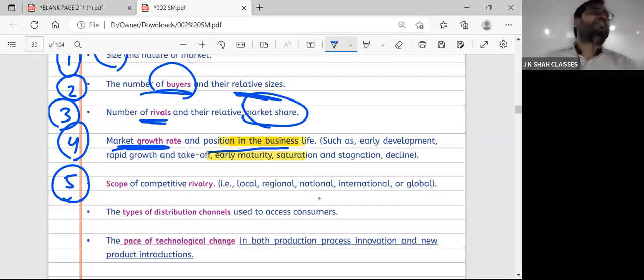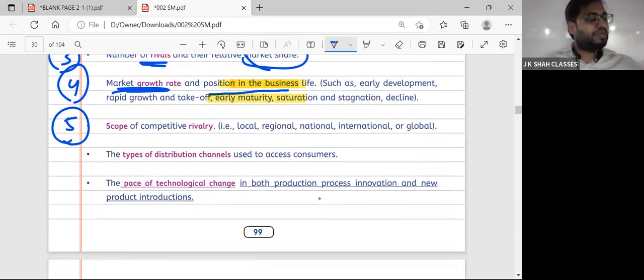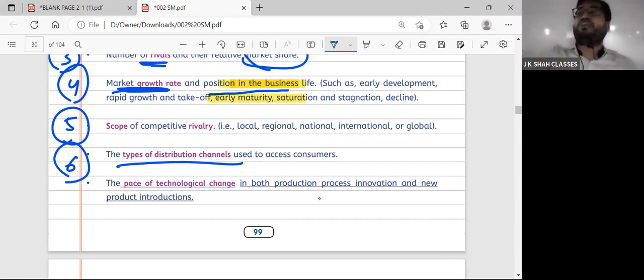Number 6, the type of distribution channel. What do you mean by type of distribution channel? How are you going to make the product available to the customer? Only online, only physical, combination of 2. We call this hybrid. What you want? All good companies have a combination.